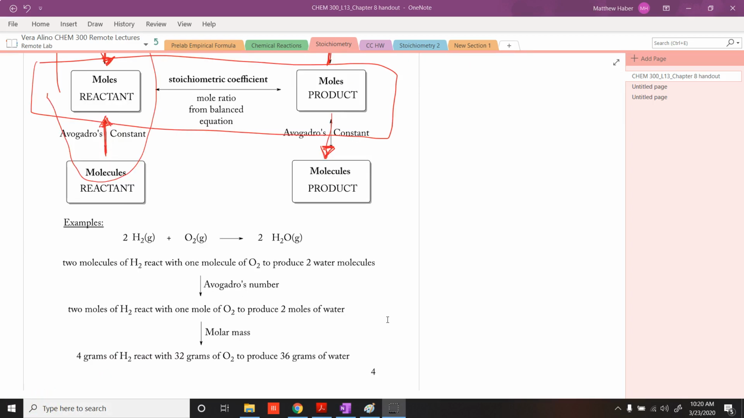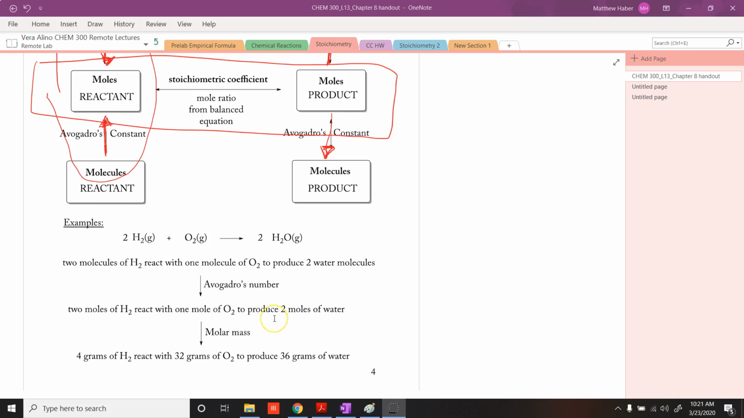So say for instance, you're given this combination reaction of hydrogen and oxygen to form water. You can interpret it in a number of ways. You can look at it through the molecular point of view, wherein you have two molecules of hydrogen reacting with one molecule of oxygen to produce two molecules of water. Or you could look at it in a bigger batch. So for every 2 moles of hydrogen, you will need 1 mole of oxygen to produce 2 moles of water.